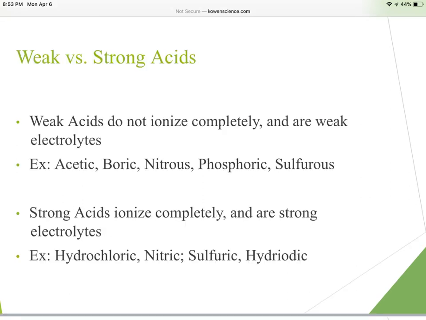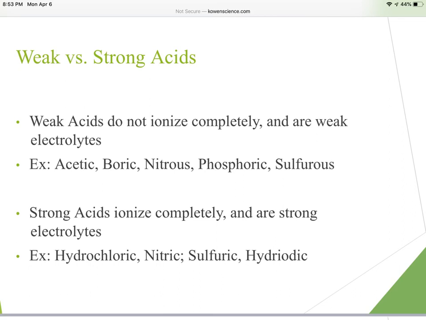Now, some acids are classified as strong acids and they ionize completely. They're strong electrolytes. And then some acids are weak acids and they don't ionize completely and they're weak electrolytes. And so you're going to have some homework assignments where you have to identify a strong acid from a weak acid. And there's really not any trick we can show you. It is kind of like a memorization.